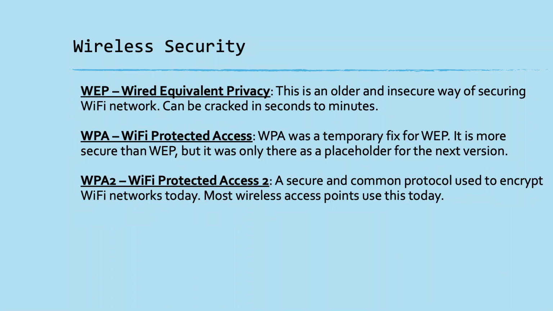Now, different types of wireless security. We have WEP, which is Wired Equivalent Privacy. It's a very old way of securing Wi-Fi. Do not use this. It can be cracked in seconds to minutes. And then we have WPA, Wi-Fi Protected Access. This was a temporary fix for WEP, more just to wait until WPA2 came out. WPA2 is secure, and it's pretty much what we all use today.